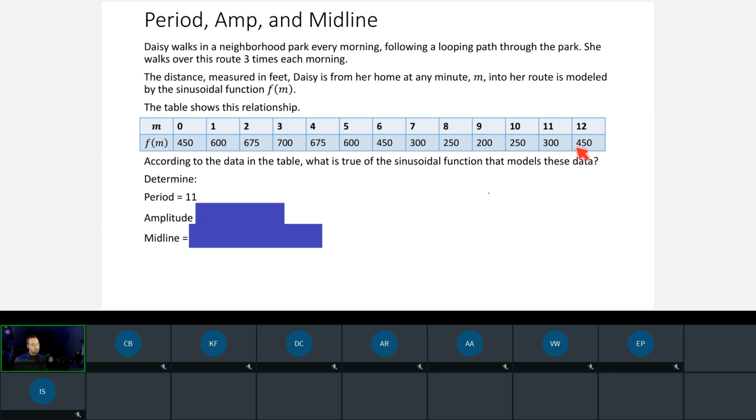Because at 12, it starts to repeat. So this is why you want to graph them. So it's actually from 0 to 11, and then we start repeating at 12. So that's why it's not 12. I agree. I do not like these problems.